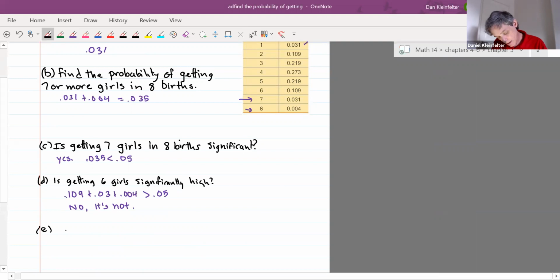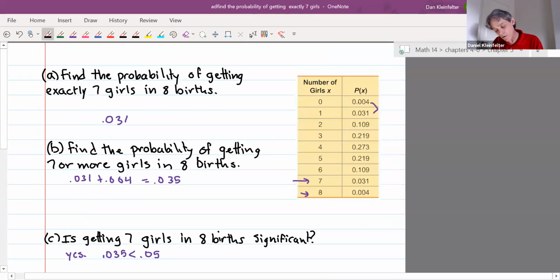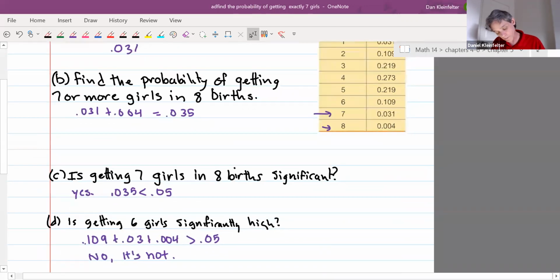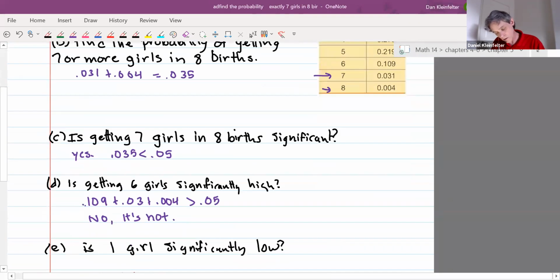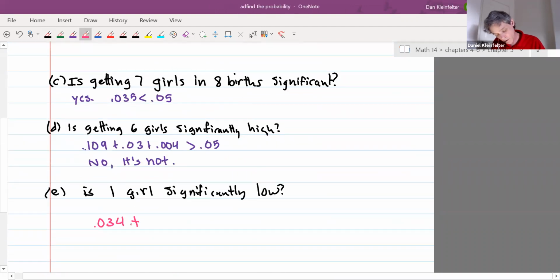So is 1 girl significantly low? The probability of getting no girls is 0.004. One girl, it's 0.031. Let me do them in order: 0.004 and 0.031.